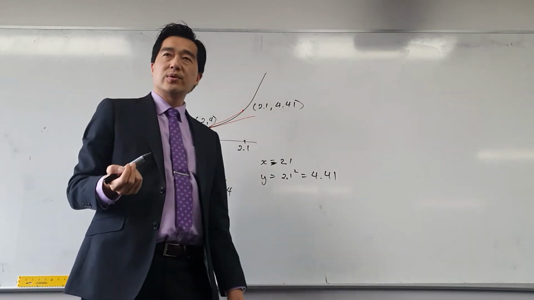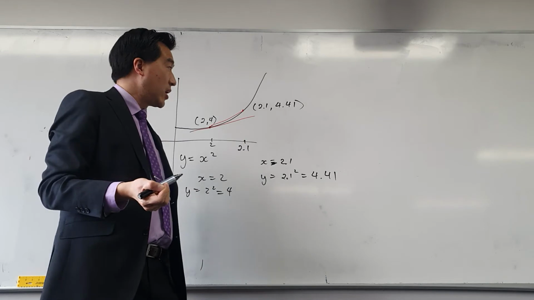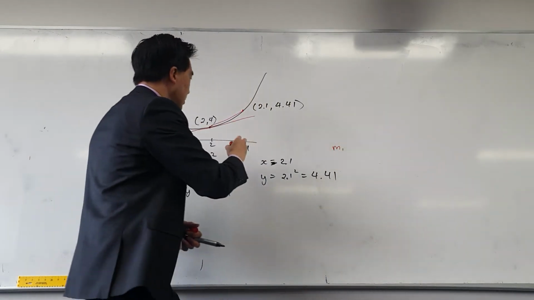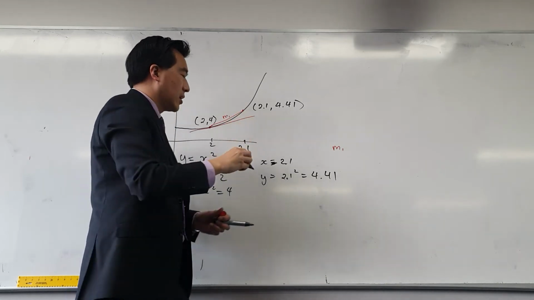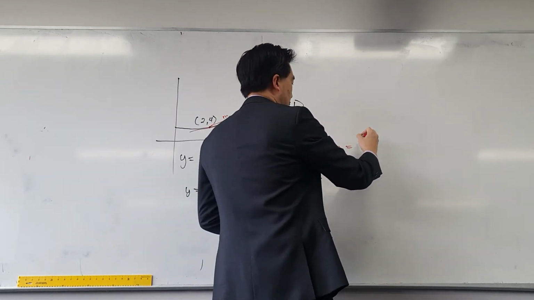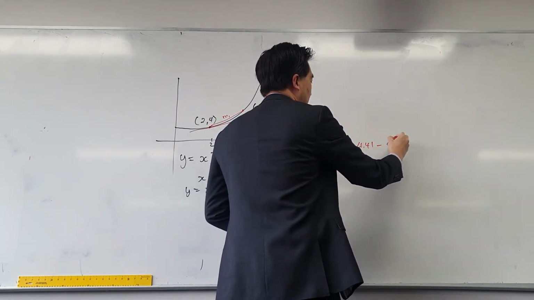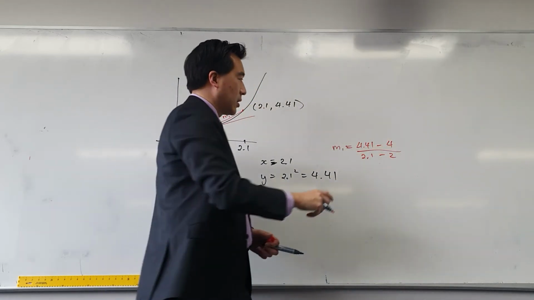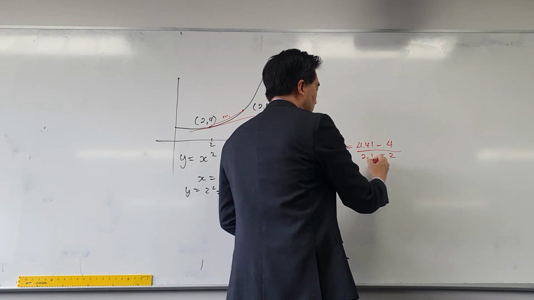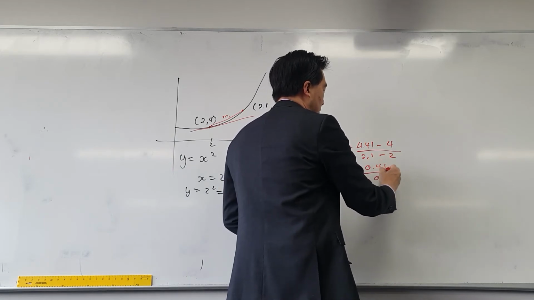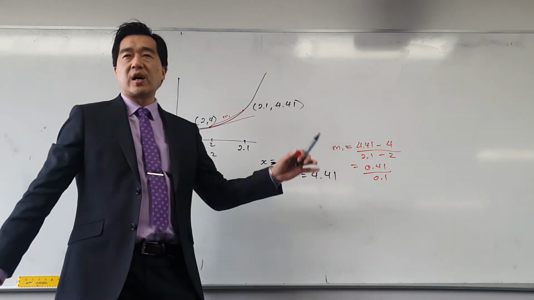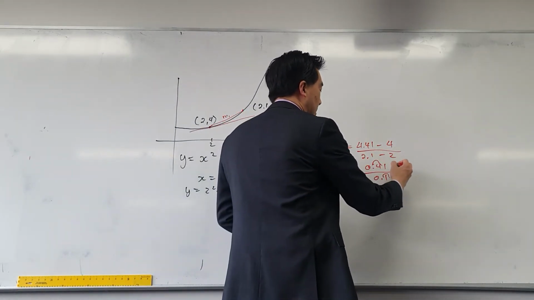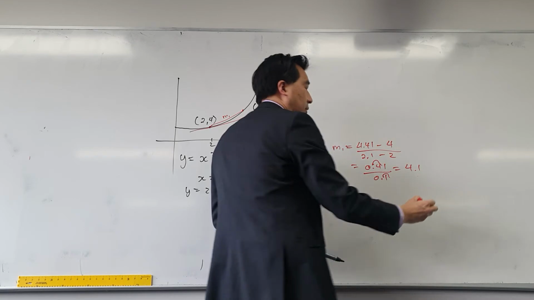If you were to use y2 minus y1 over x2 minus x1 for that one, we'll call it our m1. So m1 would be 4.41 minus 4 over 2.1 minus 2. All right, evaluate that, you get 0.41 over 0.1. Remembering, when you divide by a decimal, just move the decimal point over on both the top and the bottom, like that, so you get 4.1.